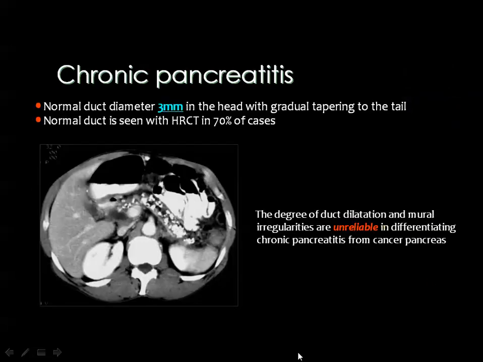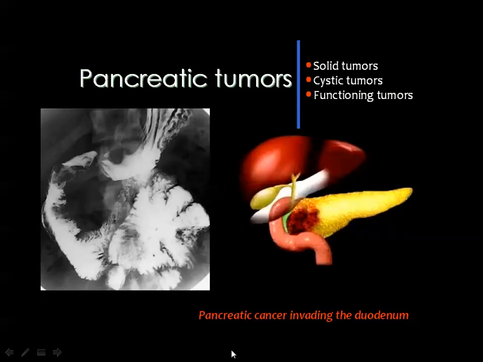And this is also a case of chronic pancreatitis showing dense calcium along the course of the pancreas. And you may appreciate that the main pancreatic duct is slightly dilated, and you remember that the normal duct diameter of the pancreas is about 3 millimeters with gradual tapering to the tail, and the normal duct is not usually seen by regular CT scans of the abdomen. It needs high resolution scans with small slices in order to identify the normal pancreatic duct.